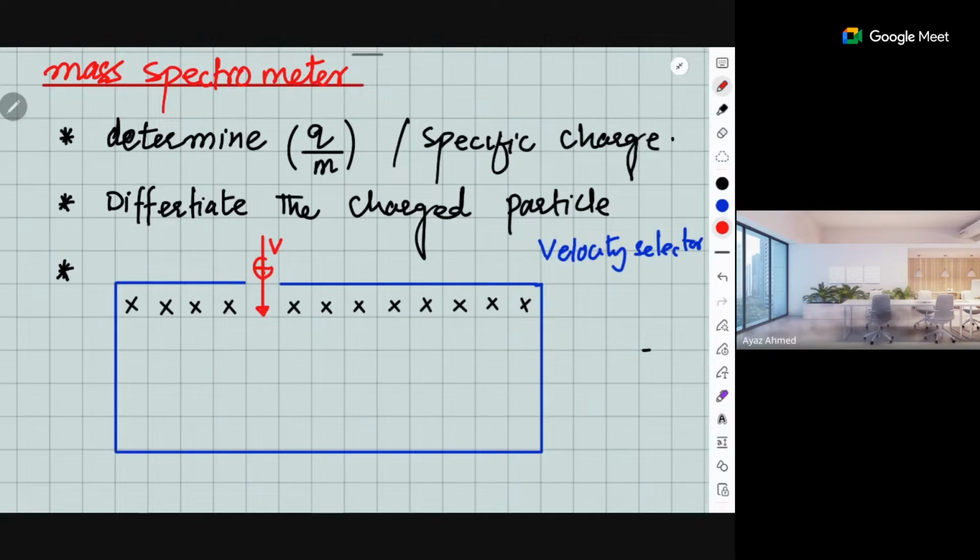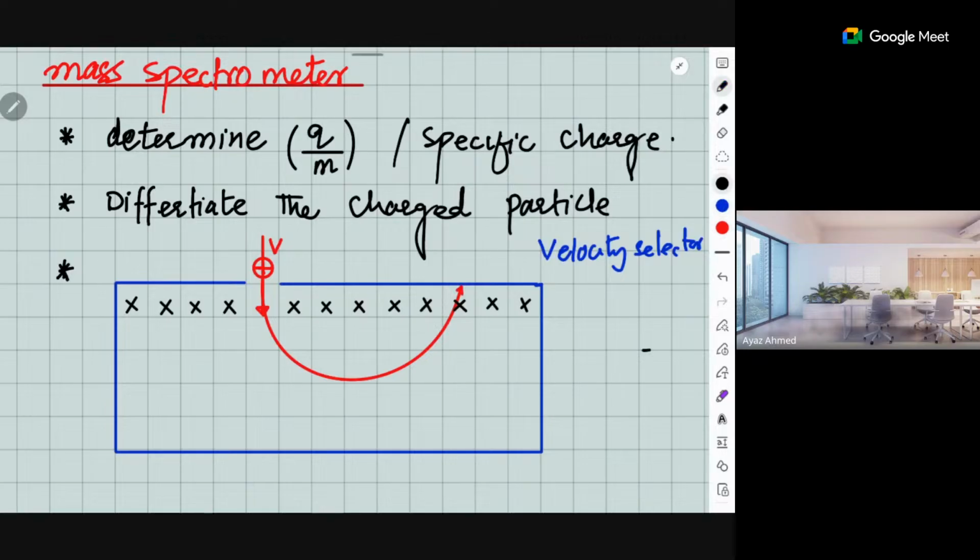What is that charged particle? That is a positively charged particle that is entering with velocity v. So where will the force act on this charged particle? We will determine the force on this charged particle. It would be acting towards the left. Sorry, towards the right, and this charged particle will strike here.